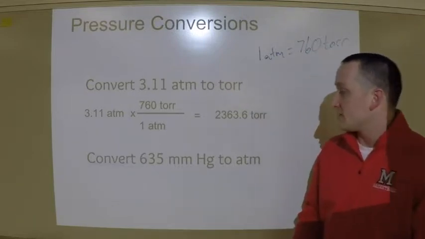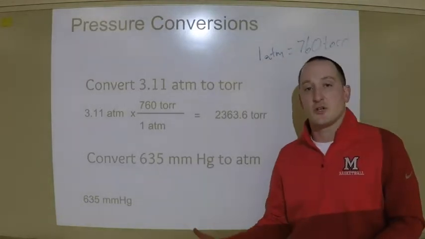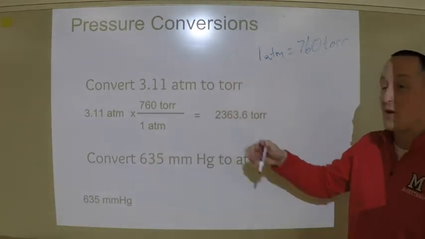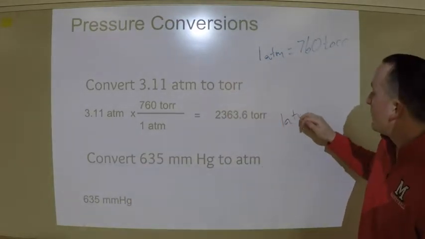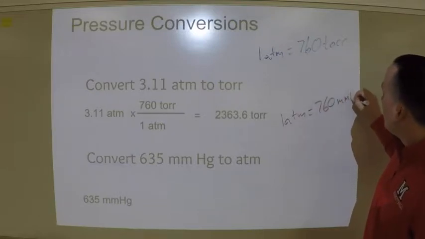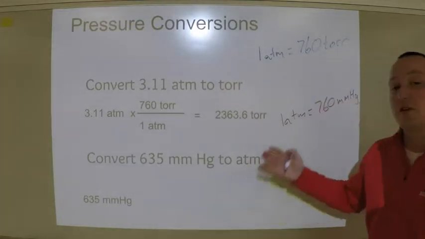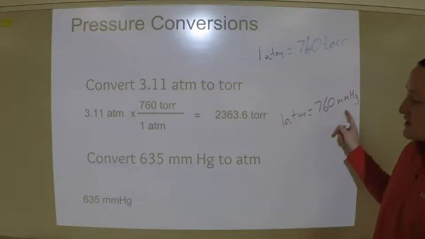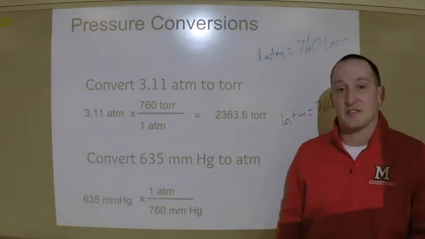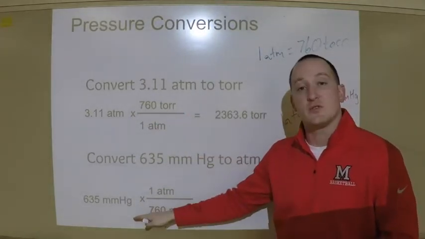So I'm going to start with my 635 millimeters of mercury. Well, what is the conversion between atmospheres and millimeters of mercury? Well, remember, we talked about this on the previous slide. 1 atmosphere is equal to 760 millimeters of mercury. So I'm going to write that as a conversion factor. The only difference now is I'm going to put the 760 on the bottom. In other words, I'm going to be dividing by 760. Here I multiplied. Here I'm going to divide.